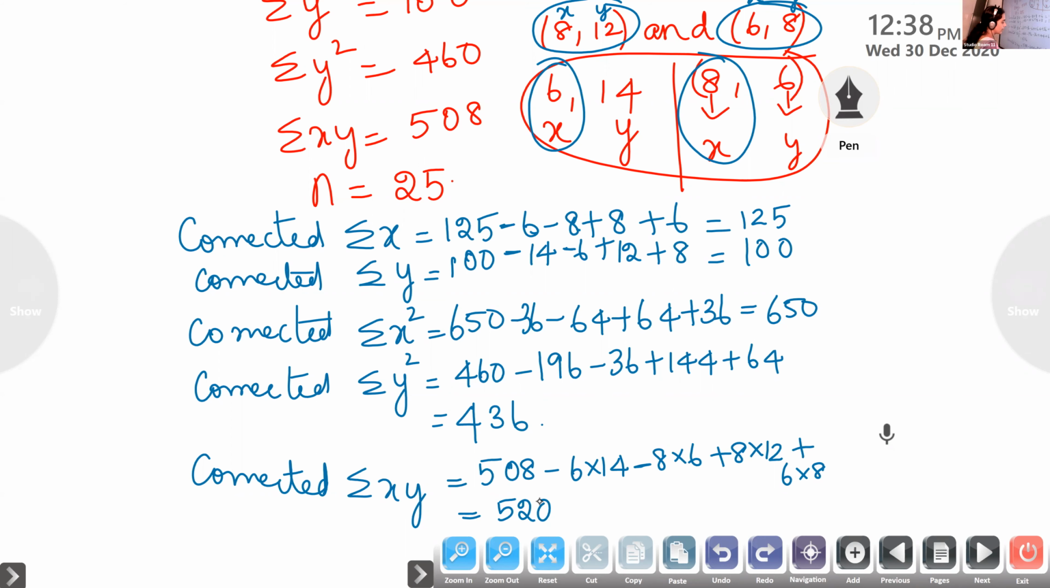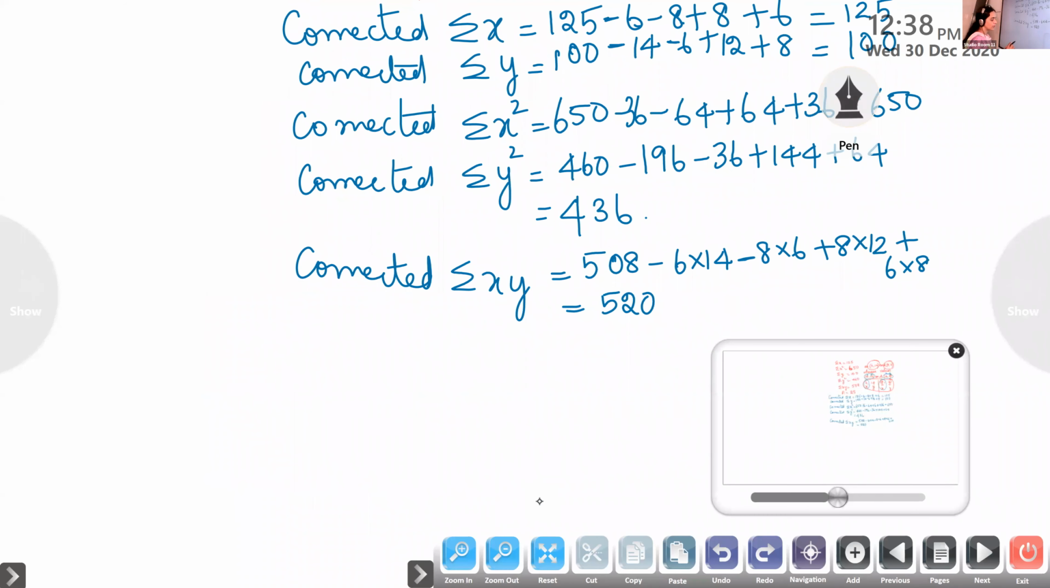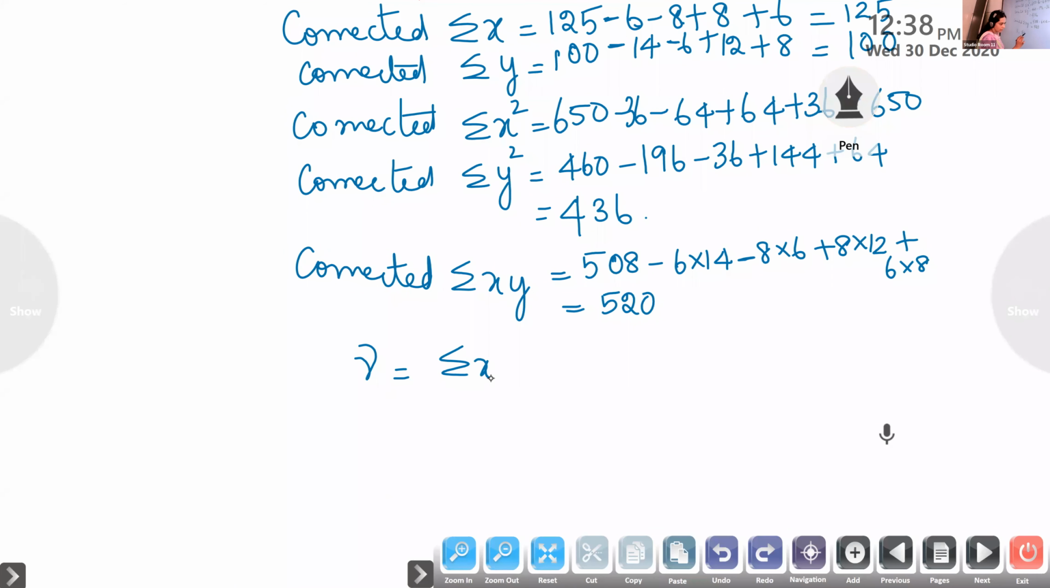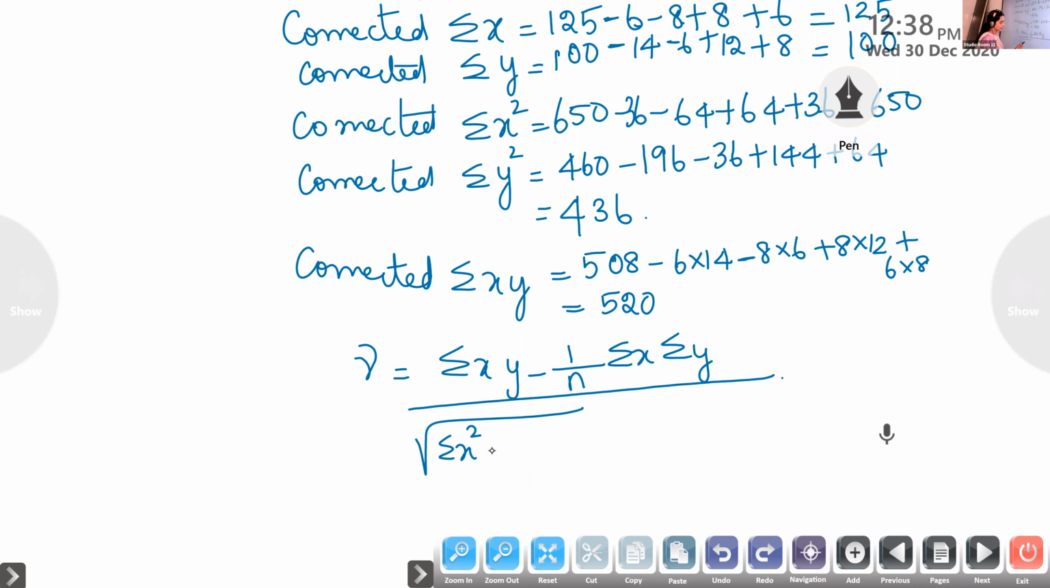So once you calculate all the corrected values, apply them in the formula. What is the formula? Coefficient of correlation is given by sigma xy minus 1 by n into sigma x into sigma y, by root of sigma x square minus 1 by n into sigma x the whole square, into sigma y square minus 1 by n into sigma y the whole square. So apply the values. You have to apply only the corrected values there.